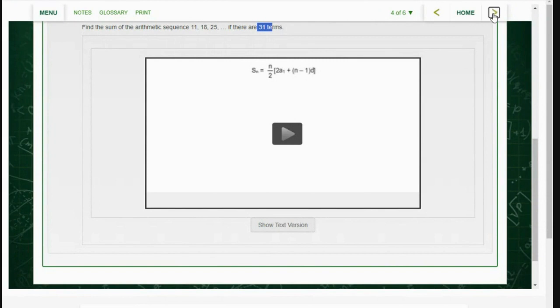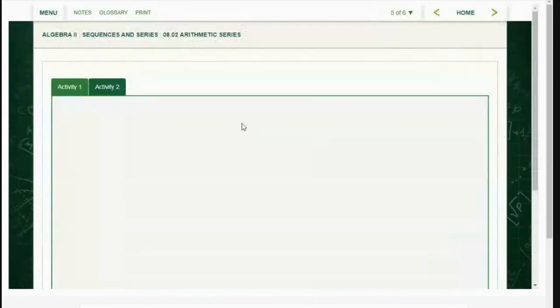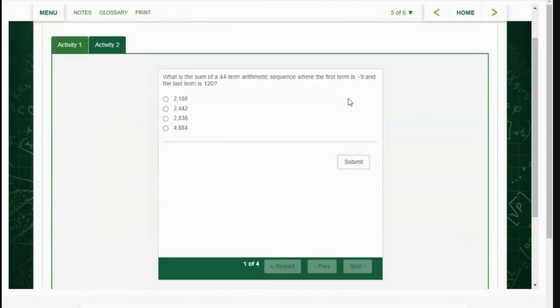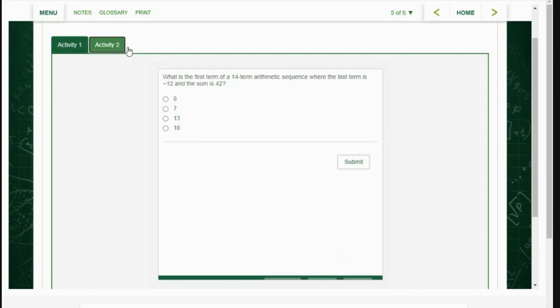So this is where it gives you lots of practice during the lesson before it counts. So you should go back and do these practice problems. Here on page 5, there are multiple practice problems for you to try. There's 4 on this part right here, 1 of 4. What is the sum of a 44-term arithmetic sequence where the first term is -9 and the last term, the 44th term, is 120? So you can use that first formula there because you know the first, you know the last. So you can use that and find that. And then after you solve that one, go to the next one. There's 4. And then there's activity number 2. And this will use the other formula, I would guess.